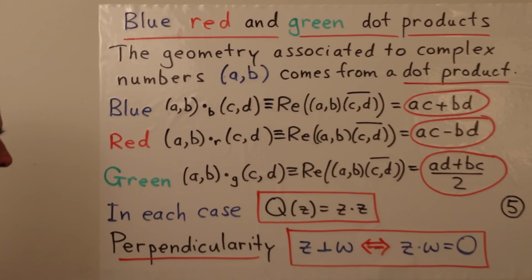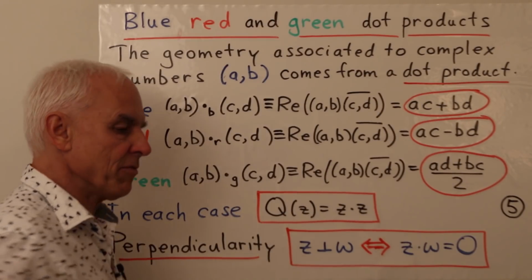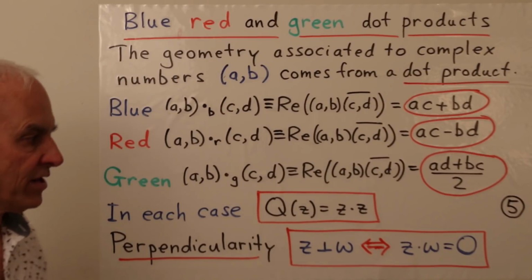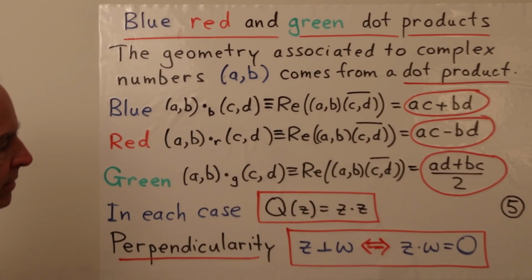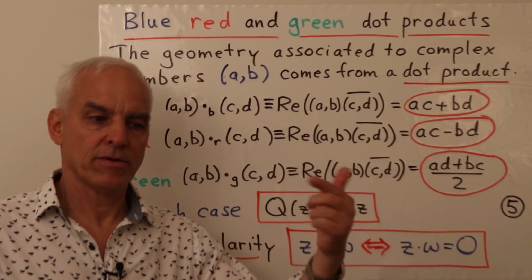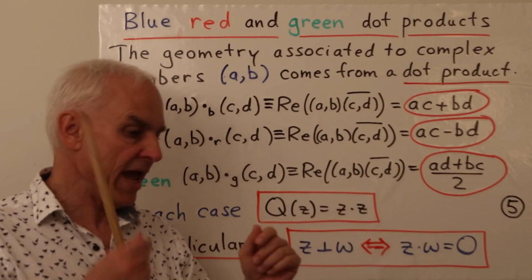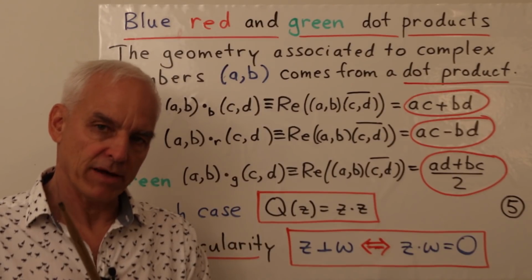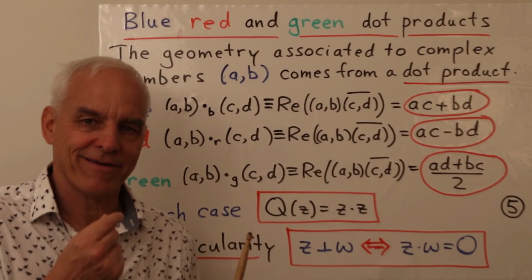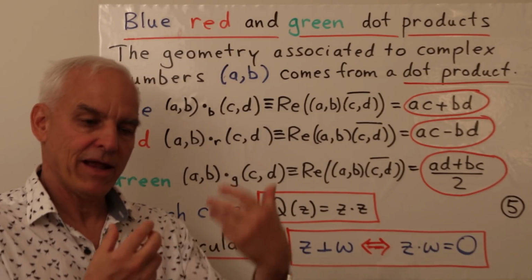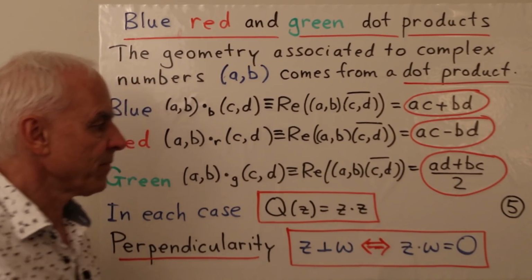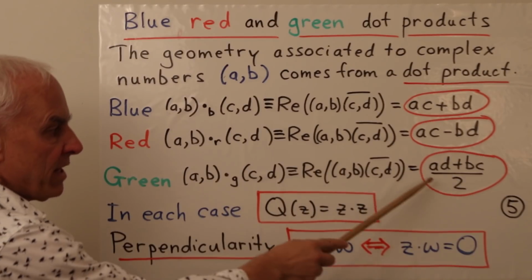Okay, now in the green world, there's a green dot product. And you will not be too surprised to see that it's also given by exactly the same formula. It's the real part of AB times the complex conjugate of CD. So how do we calculate that? The complex conjugate of CD is DC. So this product is A times D, that's the first component, and then B times C. Now what's the real part of that? The real part is like the alpha. How do you get the alpha? You take the first component and the second component, you add them and you divide by 2. So you get AD plus BC over 2. Same formula, but here there's a over 2.